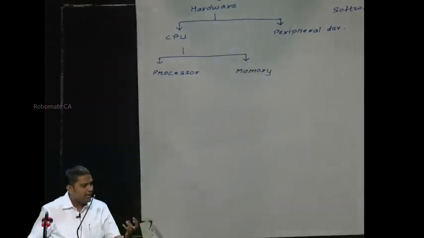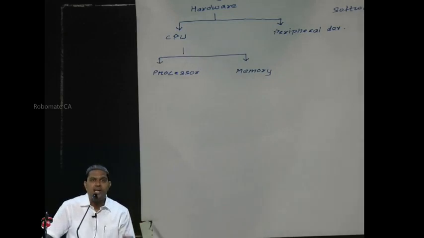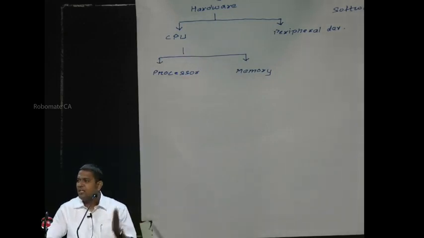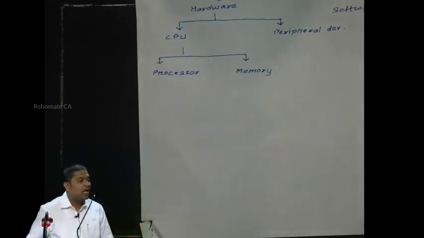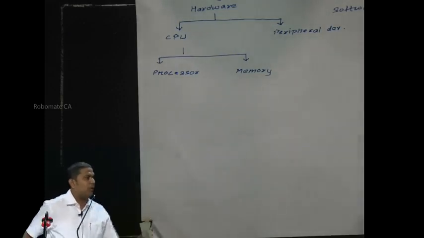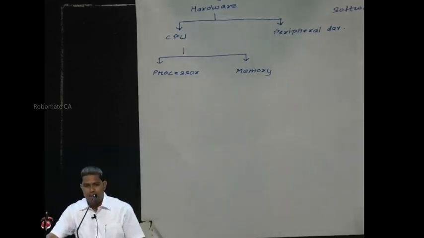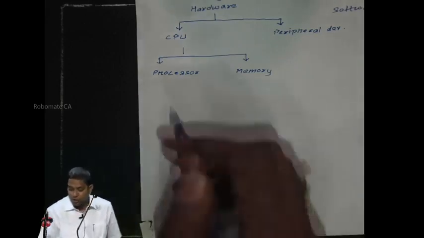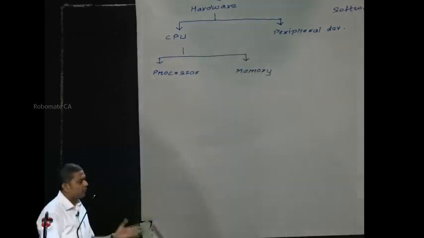Processor and memory, when you bring them together, are called the CPU. It's not available in the market. You ask for a processor, you will get it. You ask for a memory chip, RAM, ROM, you will get it. But you can't buy a CPU. So the CPU is further divided into processor and memory.